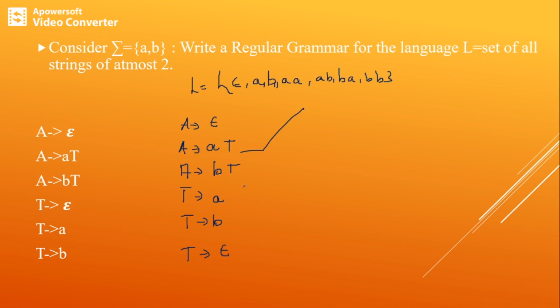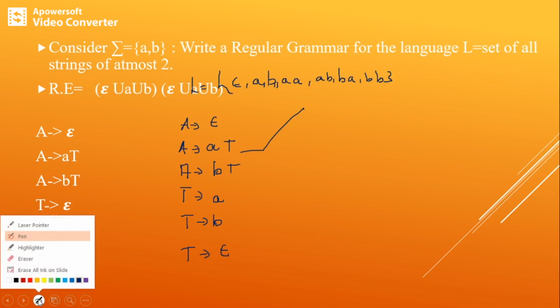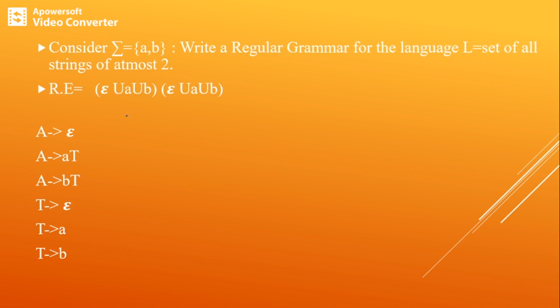Okay. So this is about the regular grammar for the language L equal to the set of all strings of at most 2. So the regular expression would be epsilon union A union B. So this is the regular expression, whereas this is the rule. Now if you have written the rule, then we can write the quadruple. How to write the quadruple?